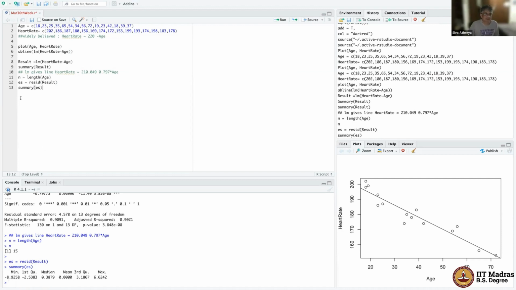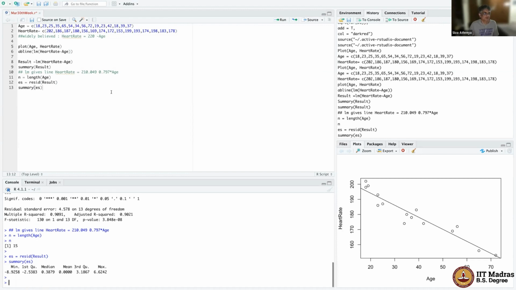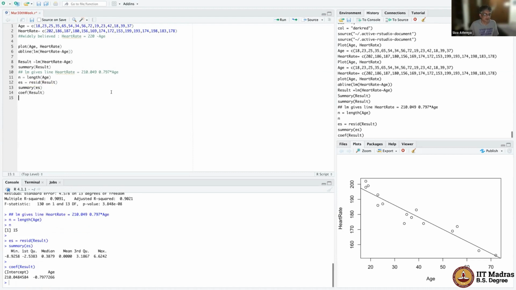Then I have to take the coefficient of the slope, right? There's the beta 1 parameter. So the command I can use is the following. Suppose I use the command coef of result. If I do that, you'll notice that under the intercept name it gives me 210, and under the age name, it gives me this.